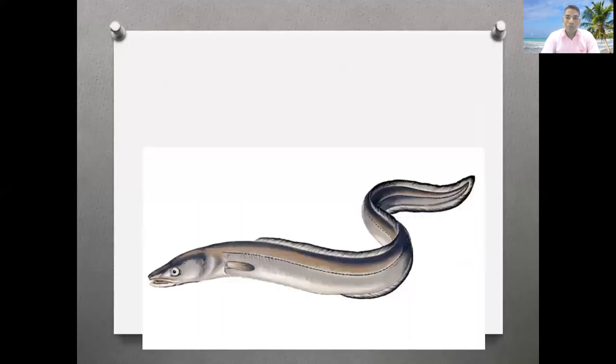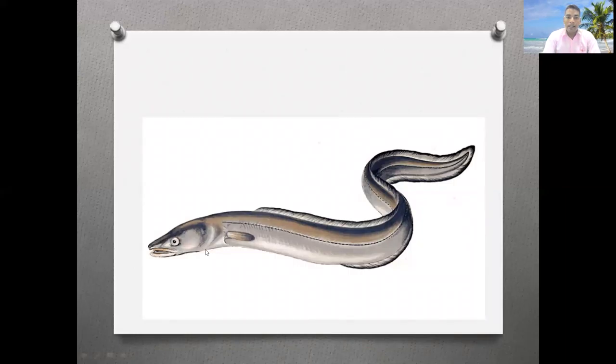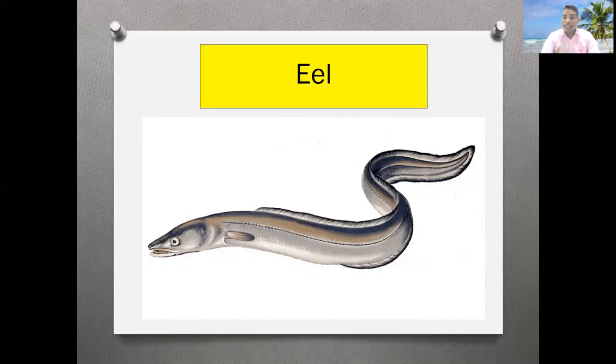Next, what animal is this? It looks like a snake, and this animal lives in the water and in the sea, and sometimes people catch it and make food from it also. What is the name of this animal? Do you know? This is eel, E-E-L, eel. It has a small mouth, but it is a little bit dangerous. Sometimes people catch it and make meat to eat. This eel lives in the sea. And this animal's name is eel.